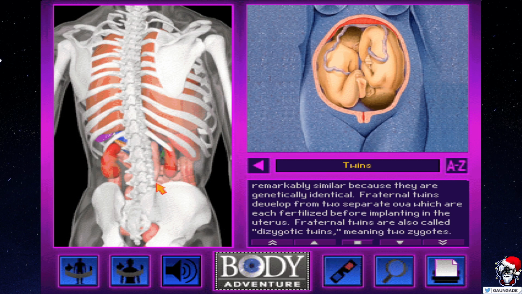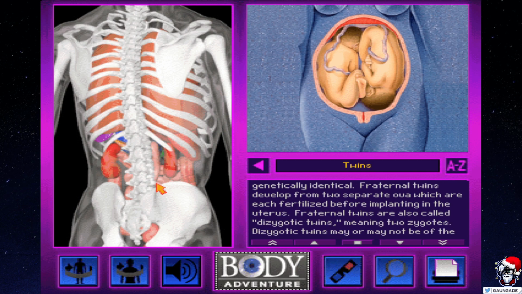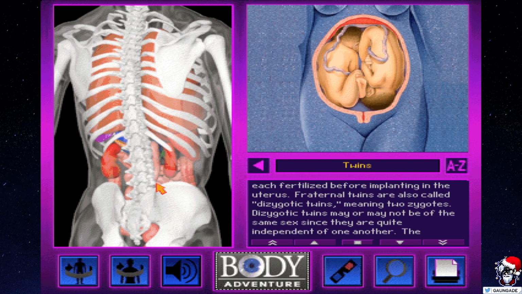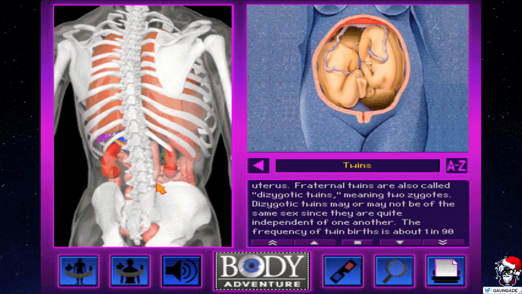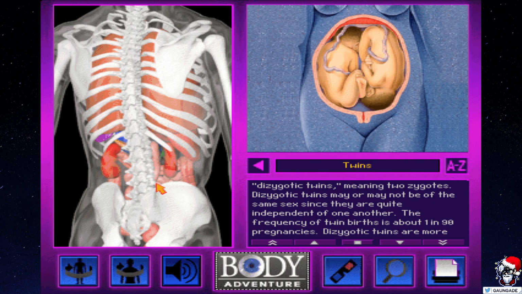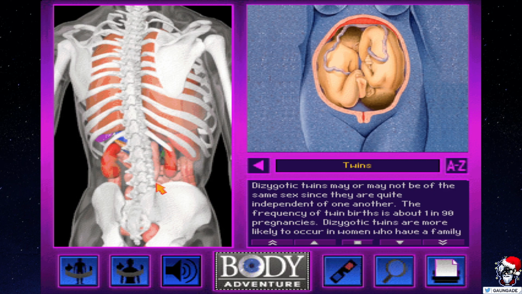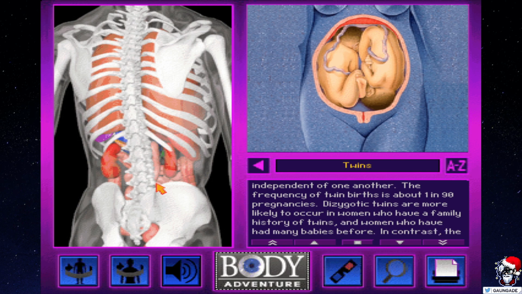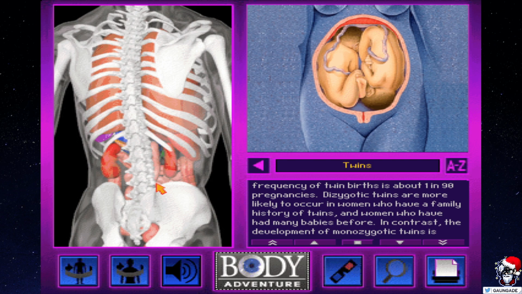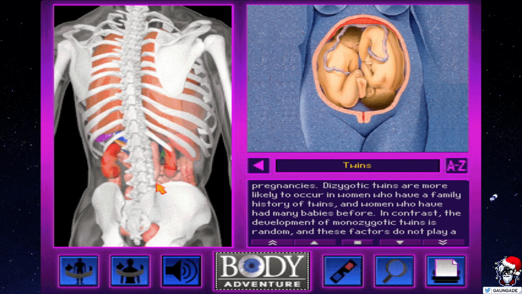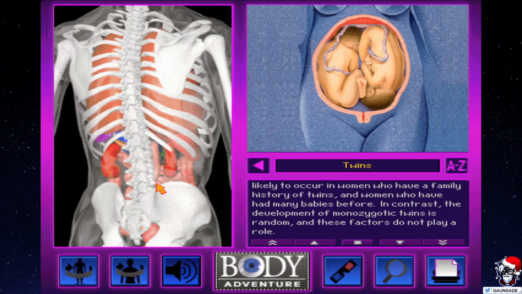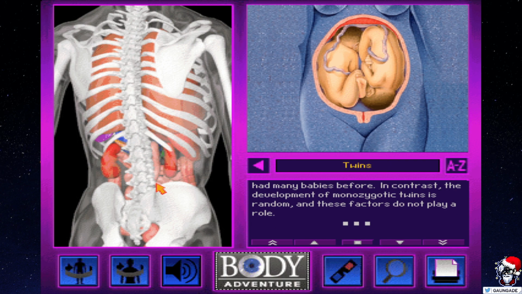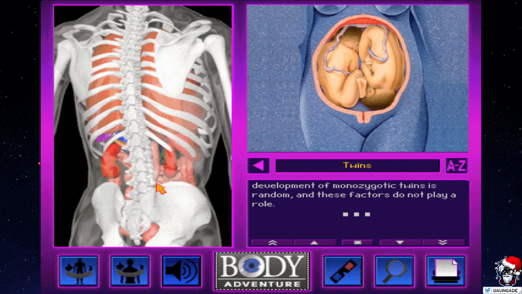Fraternal twins develop from 2 separate ova, which are each fertilized before implanting in the uterus. Fraternal twins are also called dizygotic twins, meaning 2 zygotes. Dizygotic twins may or may not be of the same sex, since they are quite independent of one another. The frequency of twin births is about 1 in 90 pregnancies. Dizygotic twins are more likely to occur in women who have a family history of twins, and women who have had many babies before. In contrast, the development of monozygotic twins is random, and these factors do not play a role.